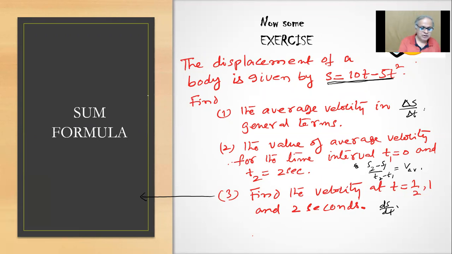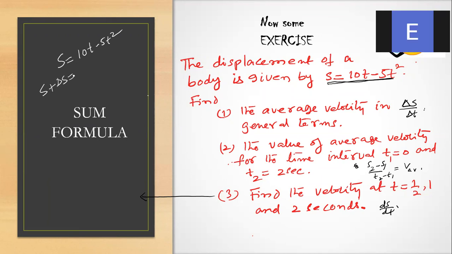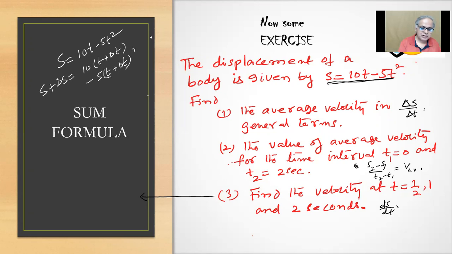Now the average velocity. Look, S equals 10t minus 5t square. So how do we find delta S by delta t in general terms? I told you already the method, right? S plus delta S: 10 into (t plus delta t) minus 5 into (t plus delta t) whole square. Right?